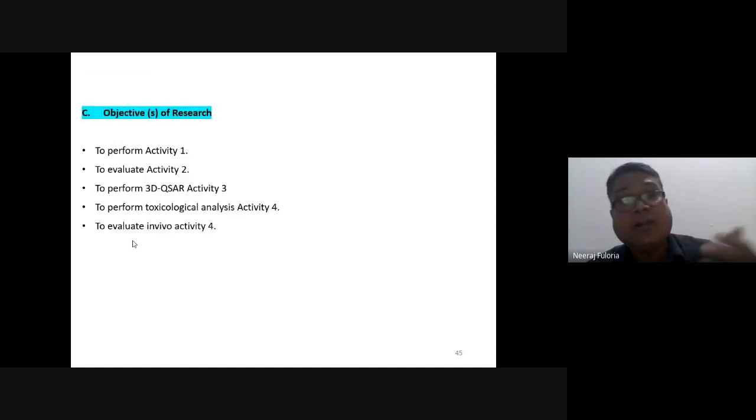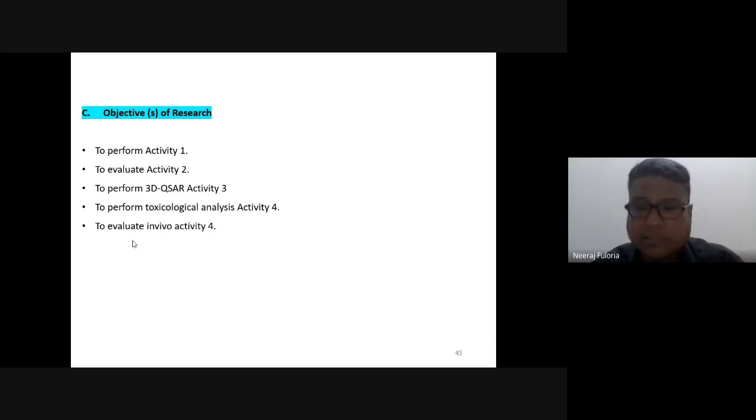Okay. Then objective of research. Now here you will be spelling out your objectives. You will write 'to perform'. Remember, sometimes we write 'to perform', 'to carry out'. For every objective, the first word should be different. It shows your quality. You can write to perform, to evaluate, to carry out, likewise.